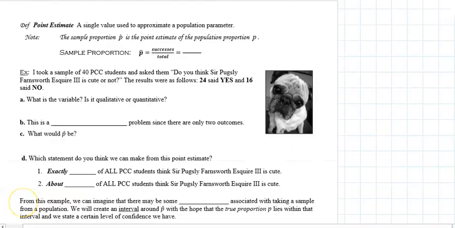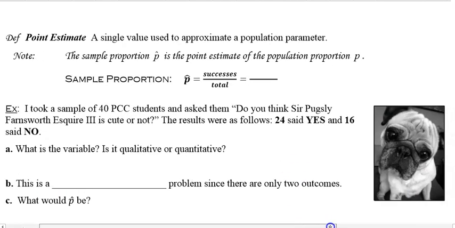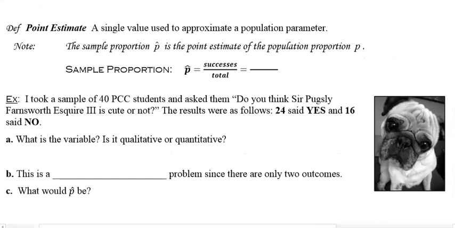Let me enlarge that a bit. Okay. So here's the deal. There's a point estimate and there's an interval estimate. A point estimate is a single value used to approximate the population parameter. So, something like saying, how much do you think math college teachers make? You say 66,000. That's a point estimate. You're picking one single number. Note the sample proportion is the point estimate of the population proportion.